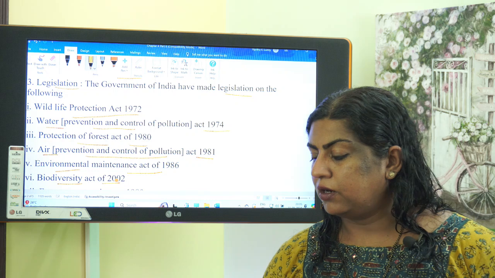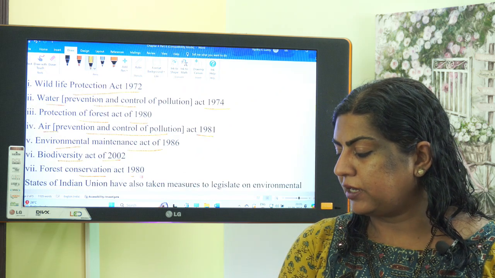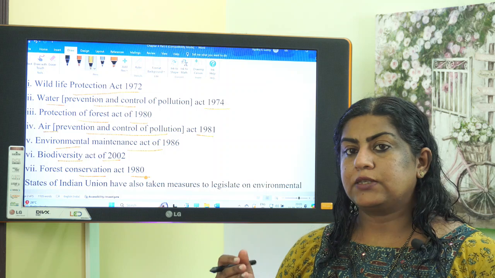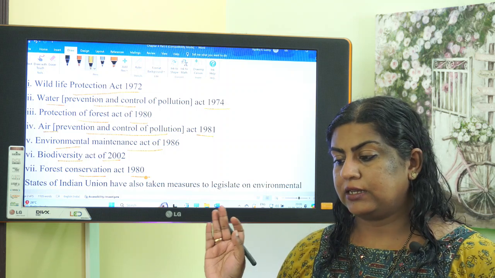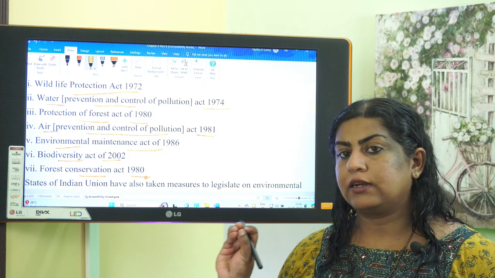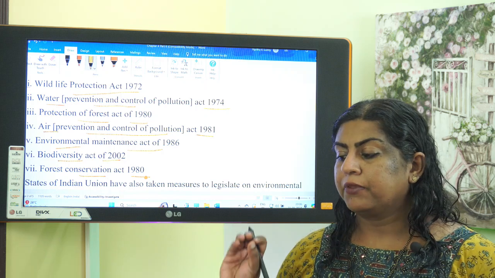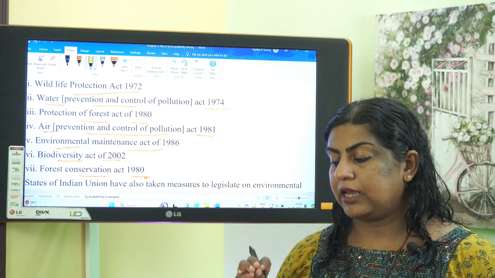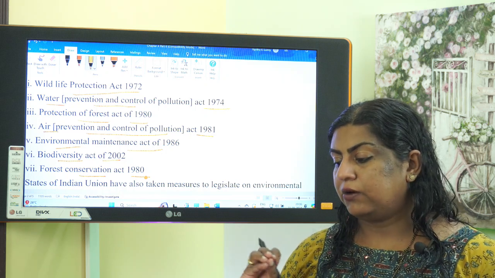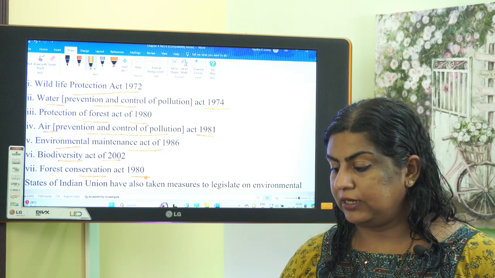Biodiversity Act of 2002 and Forest Conservation Act of 1980. So these were the different legislations: Wildlife Protection Act 1972, Water Act 1974, Protection of Forest Act 1980, Air Act of 1981, Environmental Protection Act of 1986, Biodiversity Act of 2002, Forest Conservation Act of 1980.